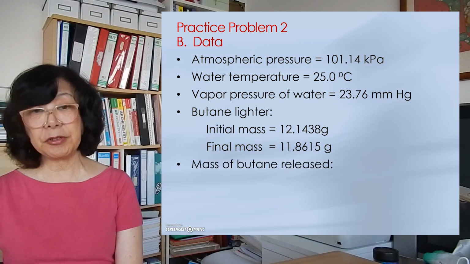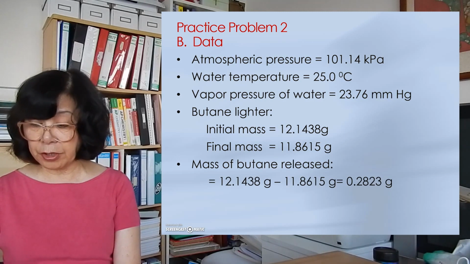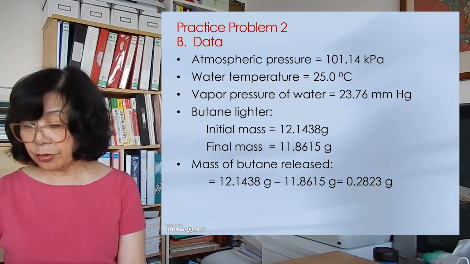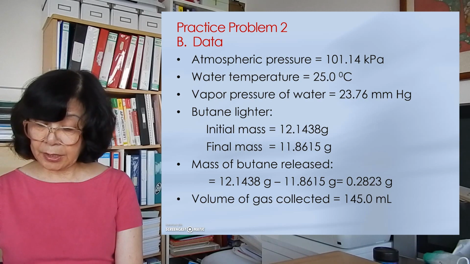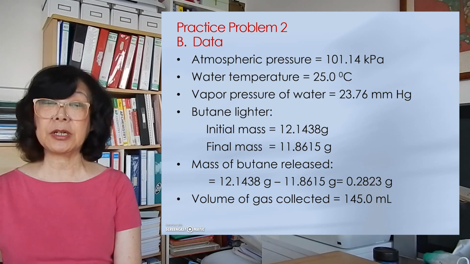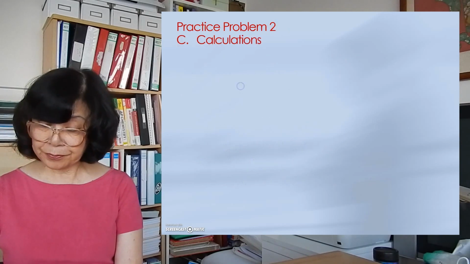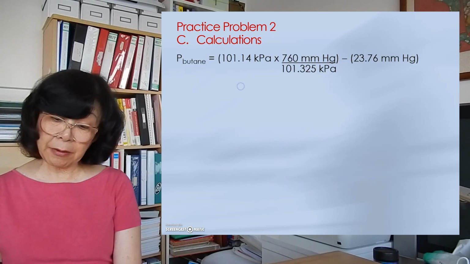And so the mass of butane released is the difference between the two numbers, 0.2823 grams. And the volume of the gas from the graduated cylinder, 145 milliliter. Now we can do all the calculations.